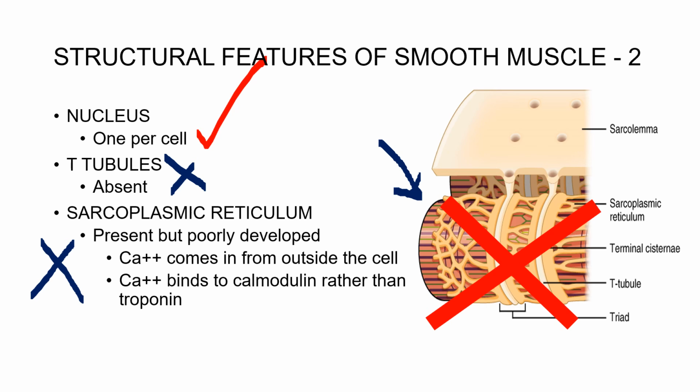Similar to cardiac muscle, the calcium comes from outside the cell. And we just have a different keyhole. Instead of troponin being the keyhole and calcium being the key, we have a different keyhole called calmodulin. So another big difference there. Troponin is found in your skeletal and cardiac, and calmodulin in smooth muscle.